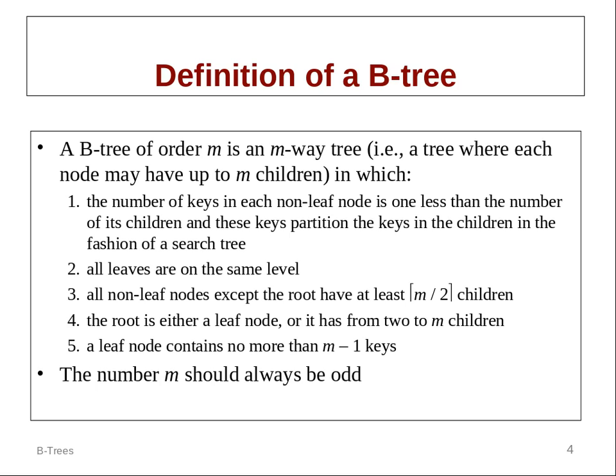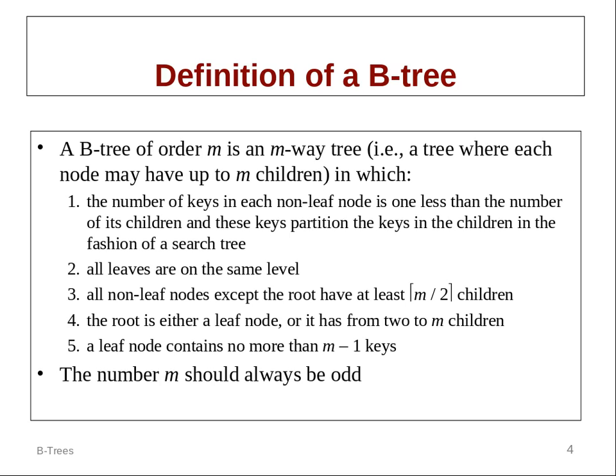That may seem odd, why not just m? But if it had m keys, then it would have m plus 1 children. So this is basically saying that a leaf node can only have at most m keys, aka what you're parameterized on. And the number m should always be odd. Right. So the keyword is should.